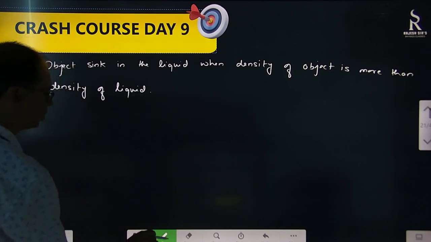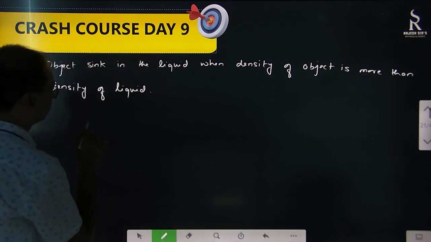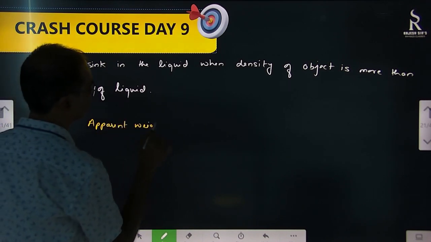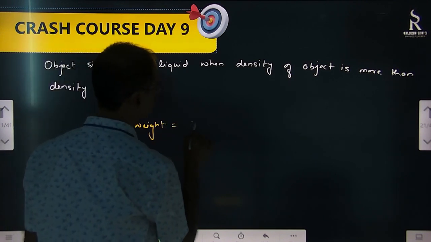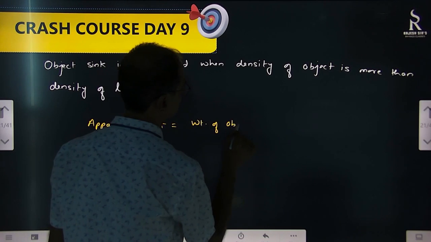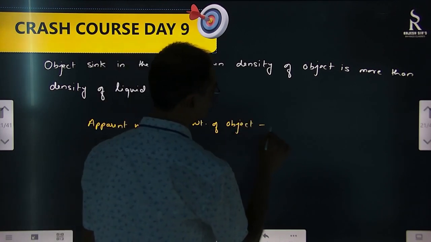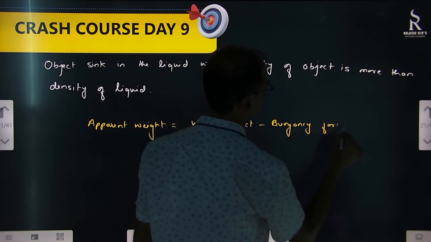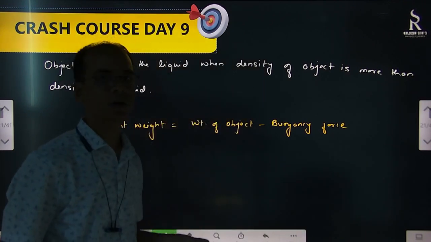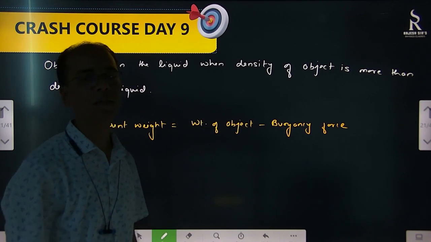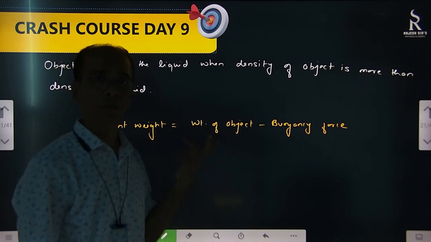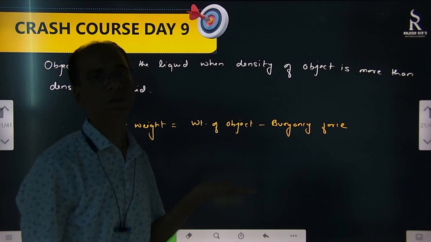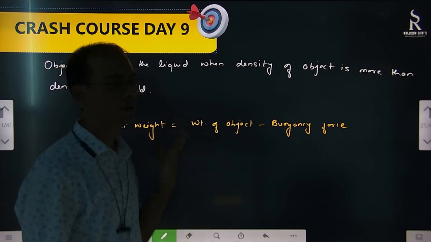In that one there is a concept called apparent weight. And what is that? The apparent weight of an object is the weight of the object minus the buoyancy force. So suppose some ornament is there that you are going to put in water. We know the ornament will sink inside. Buoyancy force will be acting, but still it will sink. So when you lift it inside water, it will be lighter to you. It will become very light because you have the apparent weight.